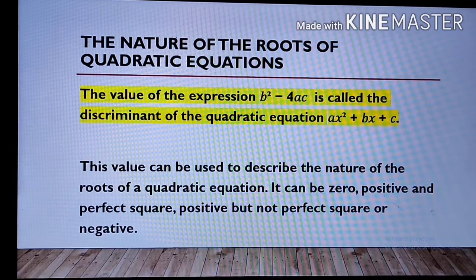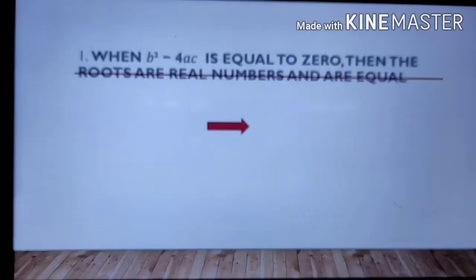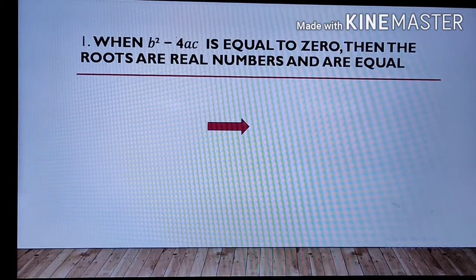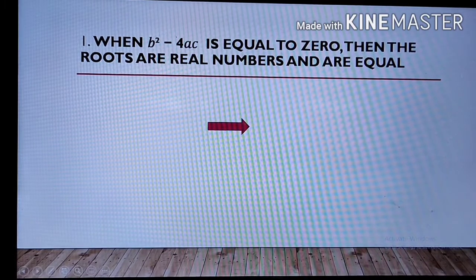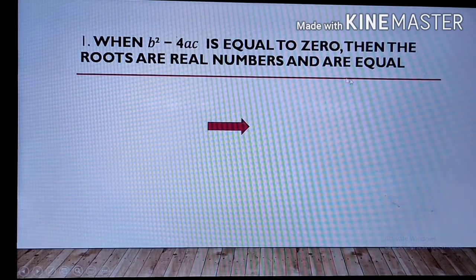So, there are 4 things that we need to consider in finding the roots of the quadratic equation. So, number 1, when b squared minus 4ac is equal to 0, then the roots are real numbers and are equal. So, if ang discriminant daw is equal to 0, ibig sabihin, ang roots niya are real numbers and equal.